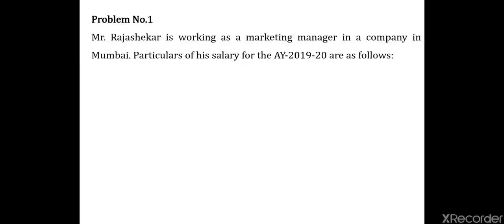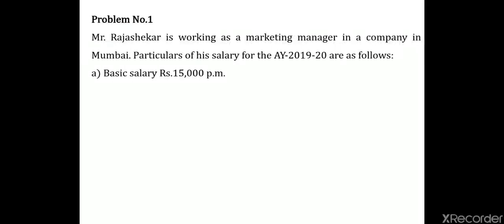The place is also important. He is working in Mumbai, which is a metropolitan city. There are 4 metropolitan cities: Delhi, Mumbai, Chennai and Kolkata. If an employee works in these 4 cities, you should consider the place while calculating HRA and RFA. Other cities follow the usual calculations. Let me explain the particulars one by one.